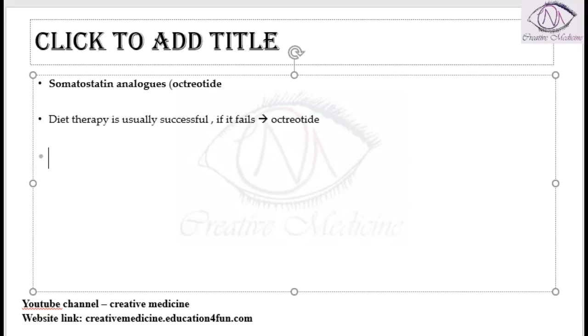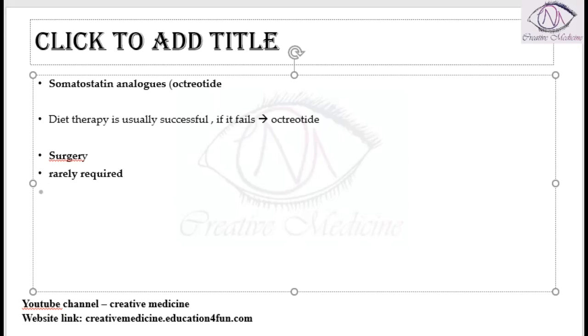Then if you see the surgical management, surgery is rarely required in dumping syndrome, because most patients will improve with dietary management itself. Then if it is required, what surgeries do we do?